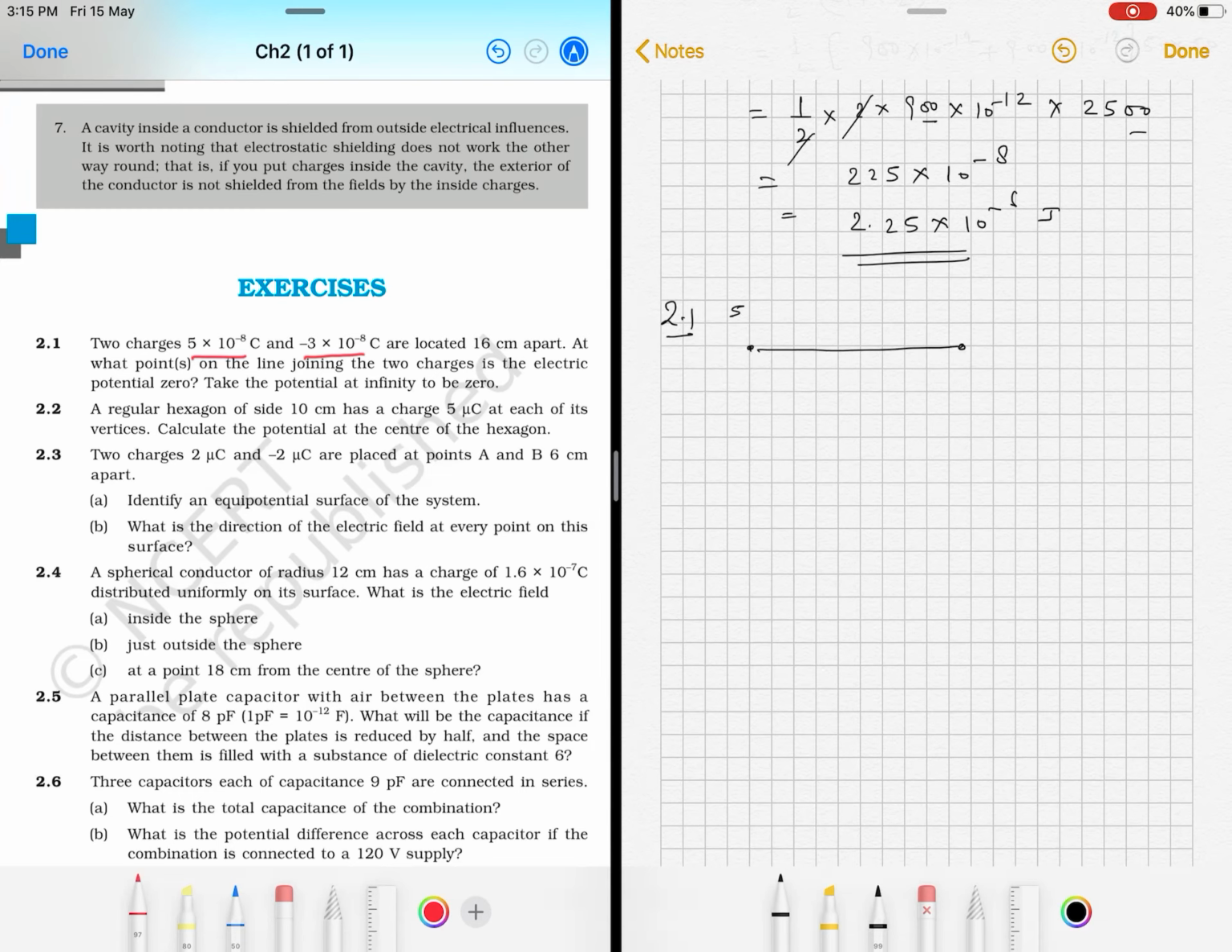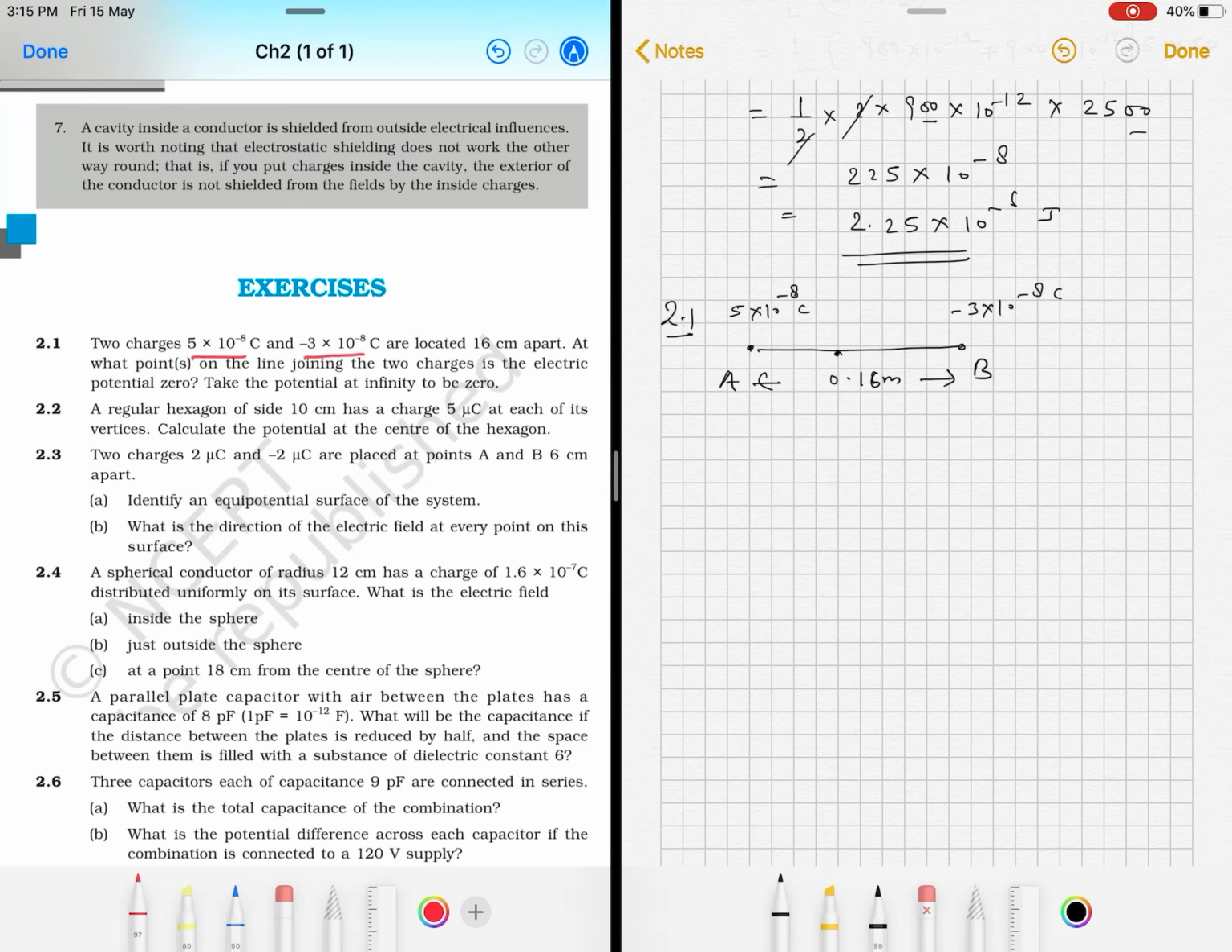Suppose this is 5 into 10 to the power minus 8 coulomb and this is minus 3 into 10 to the power minus 8 coulomb, and the distance between them is 0.16 meter. At what points on the line joining the two charges is the electric potential 0? Suppose this point is A, this point is B.